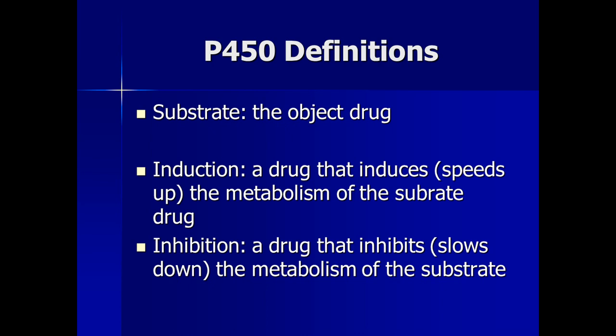Inhibition occurs when 2 drugs compete for the same metabolic enzyme. These interactions are more frequent when drugs have a narrow therapeutic index. So it's important to remember that drugs that inhibit a substrate of the same enzyme have greater risk of hepatotoxicity, so greater risk of causing harm to the liver.